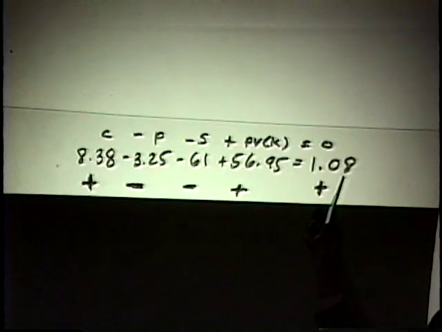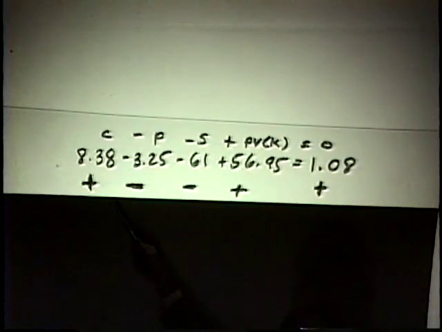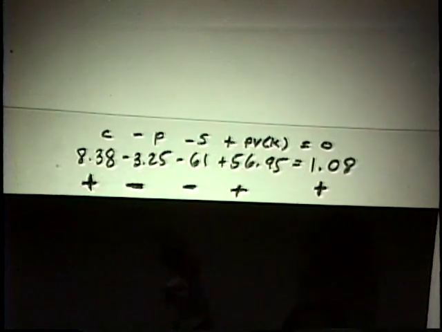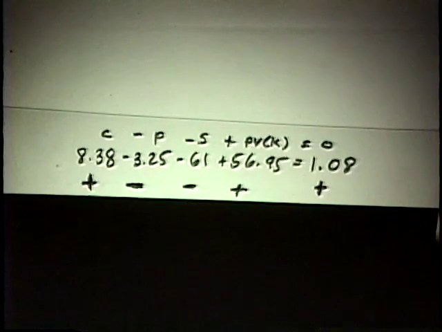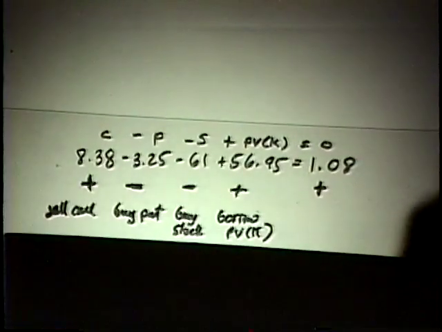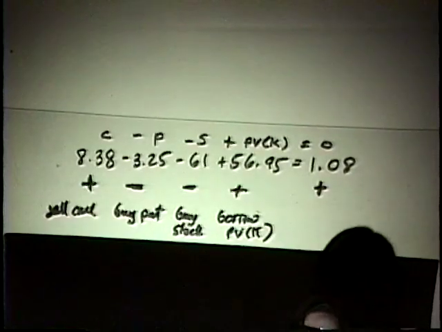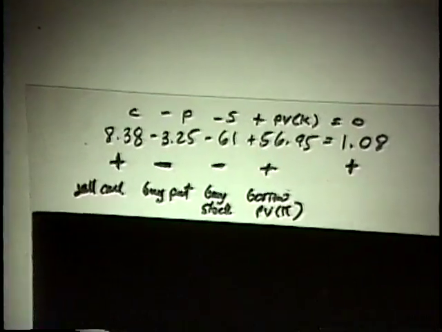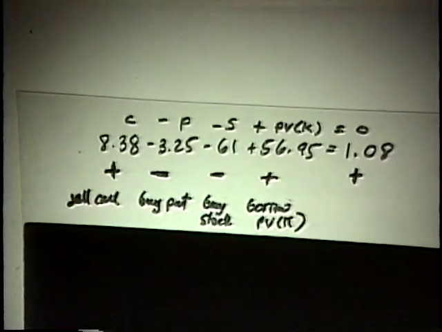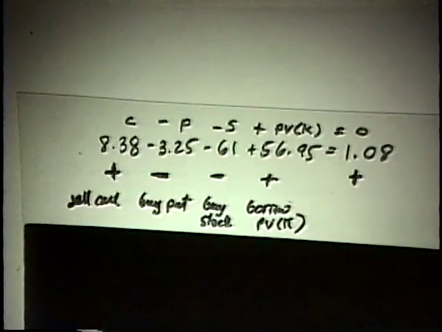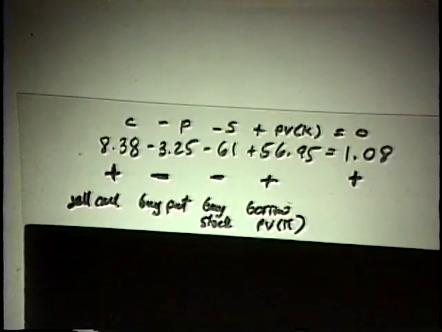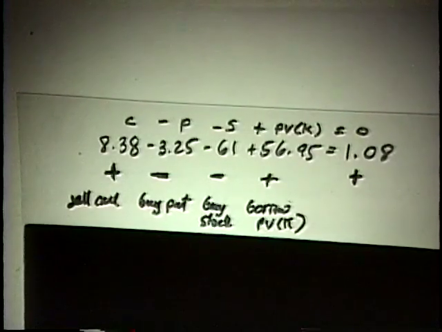Okay, that's important. Sign each of the cash flows, positive or negative, and then take the action today that generates the sign of the cash flow. So a positive cash flow of 838 means that we have to sell something to get cash coming in. We're going to sell the call. A minus cash flow, cash out of 325, just means that I'm buying the put. Cash out of 61 means that I'm buying the stock. And cash in of 56.95 means that I'm borrowing the present value of the exercise price. So I'm going to do that all today.